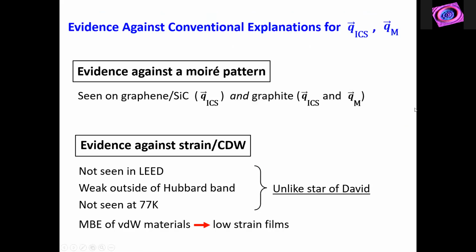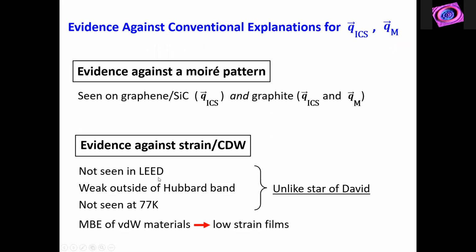Another possibility is that it's a moiré pattern, but if you consider carefully the lattice constant of graphene compared to the lattice constant of TaSe2, and you do the little twisty thing in your mind, then you'll see that you don't get these wave vectors. Also, because we did this experiment both on the silicon carbide and on the HOPG, we feel that's strong evidence against a moiré pattern. Another possibility is that it's strain or some weird new charge density wave. And so we feel that there's evidence against this.